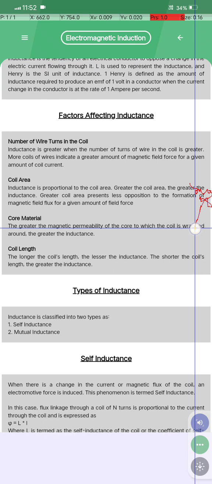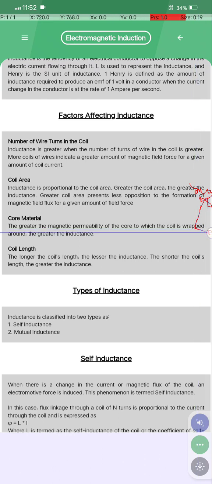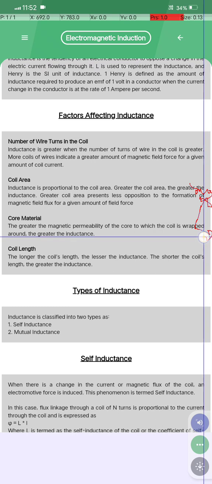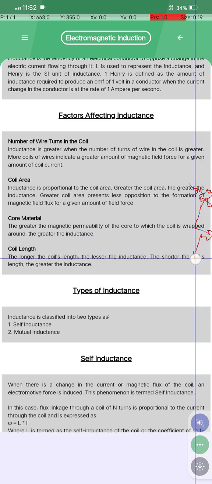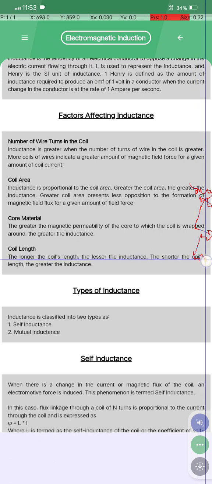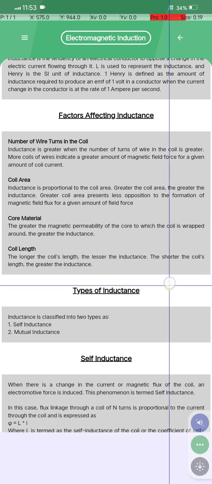कॉइल मटेरियल क्या होता है? The greater the magnetic permeability of the core to which the coil is wrapped around, the greater the inductance. Coil length: the longer the coil length, the lesser the inductance; the shorter the coil's length, the greater the inductance.